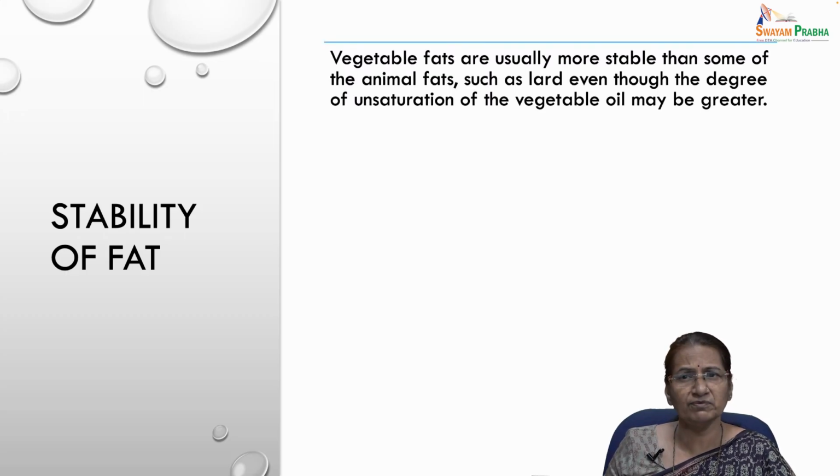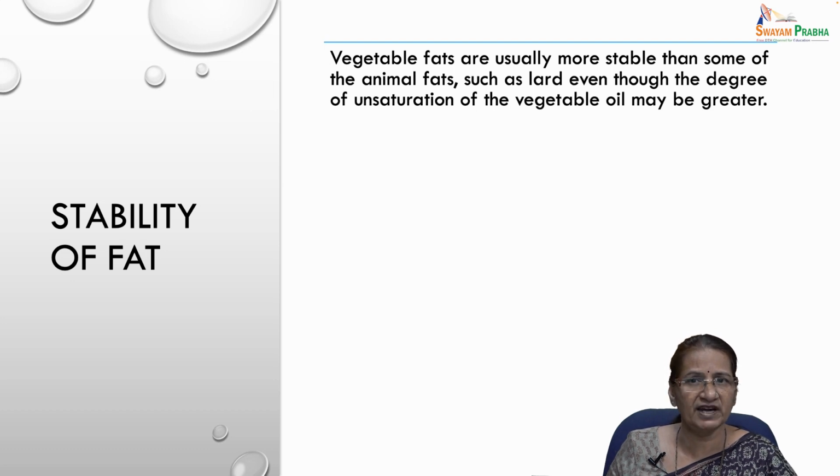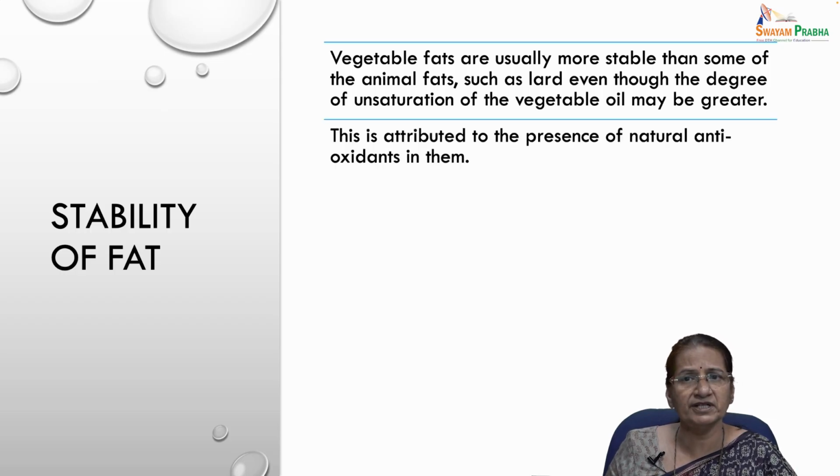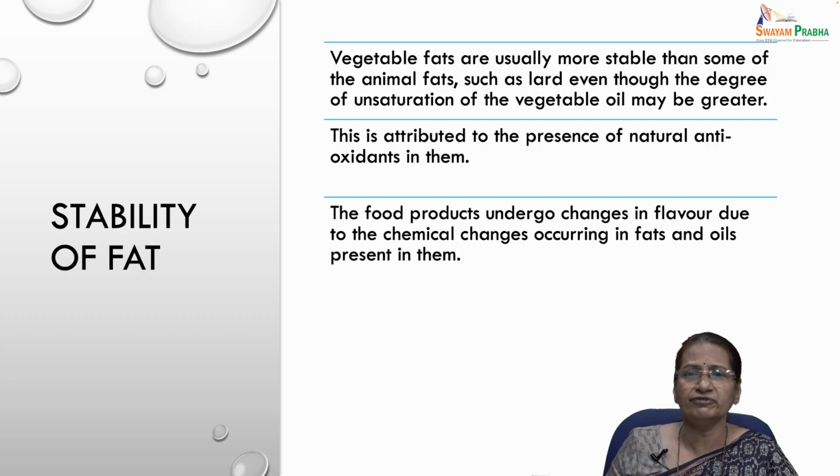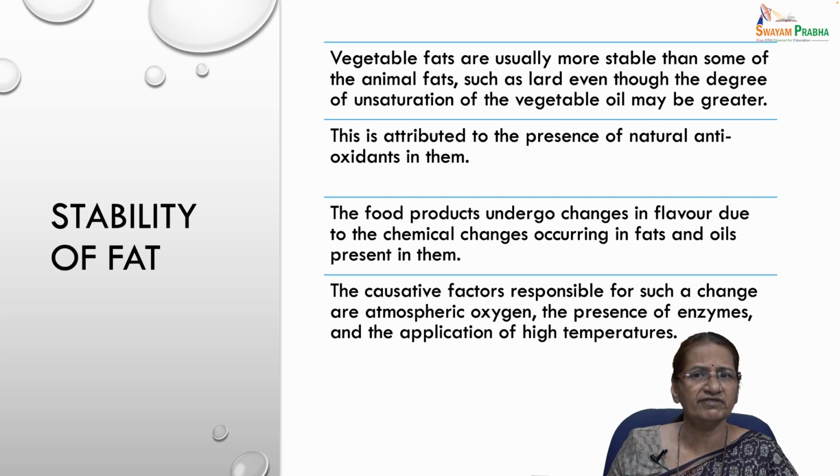Vegetable fats are usually more stable than some of the animal fats such as lard, even though the degree of unsaturation of the vegetable oil may be greater. This is attributed to the presence of natural antioxidants in them. The food products undergo chemical changes in flavor due to the chemical changes occurring in fats and oils present in them. The causative factors responsible for such a change are atmospheric oxygen, the presence of enzymes, and the application of high temperatures.